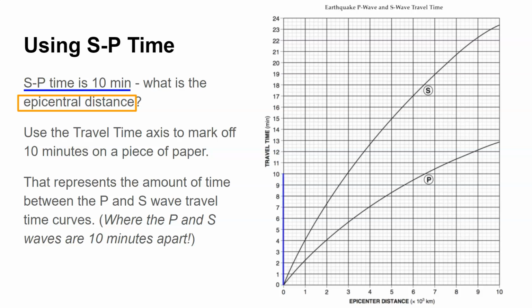So we're going to mark off 10 minutes worth of time on your paper, and then you're going to move your paper and slide it until this amount of time lines up in between your P wave travel time curve and your S wave travel time curve. We move the paper over until this 10 minutes worth of time fits perfectly between the waves. Once we find that point, we go down to the x-axis to figure out our epicentral distance. And here we have 8,800 kilometers.